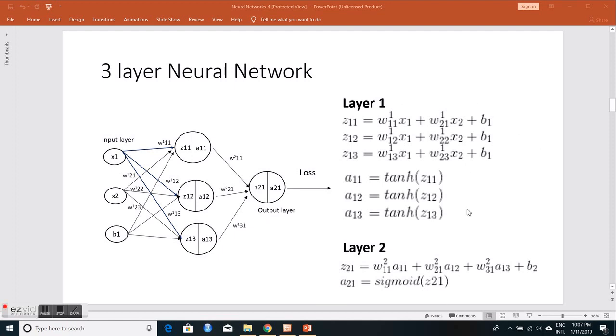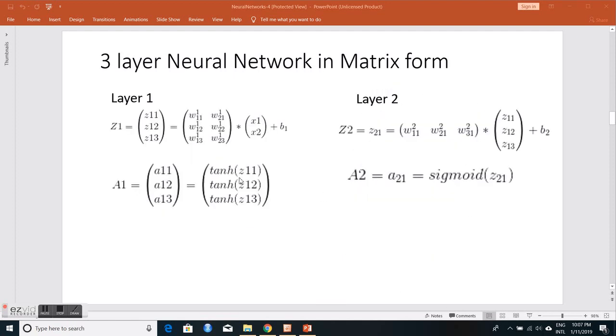Now we can represent all these equations in the matrix form, which is very convenient. So Z11 is a vector of Z11, Z12 and Z13, and we can write it as a weight matrix multiplied by the feature matrix. And A11 is again a vector of A11, A12, A13, and we write the vector of the activation functions.